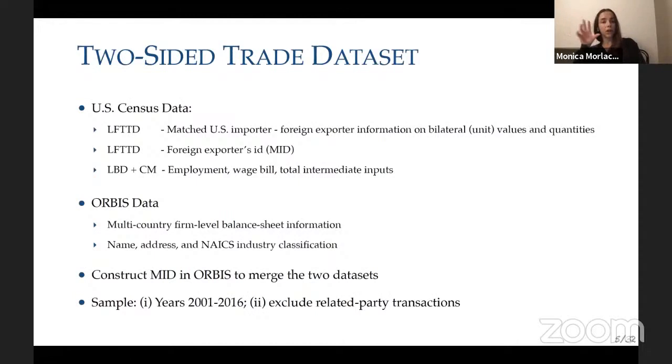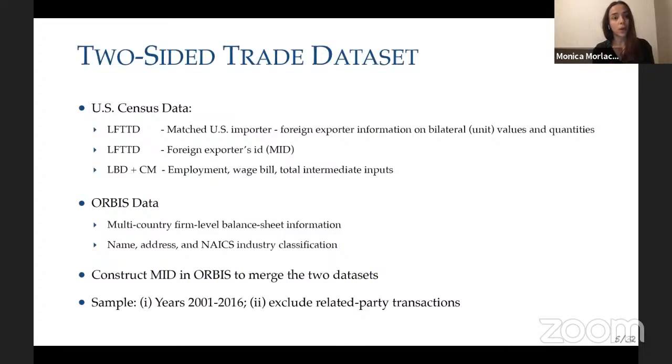So as I said, we build a novel two-sided trade data set, and we are going to use two main sources of data. The first is the US Census. We're going to merge several data sets of the US Census. Our main data set is going to be the LFTTD, which includes matched US importer, foreign exporter information on bilateral unit values, so prices and quantity. Importantly, for each US importer, we also observe an identifier of the foreign exporter. This identifier is the so-called MID. And therefore, the identity of the foreign exporter is known. And this is key in order to create this two-sided trade data set.